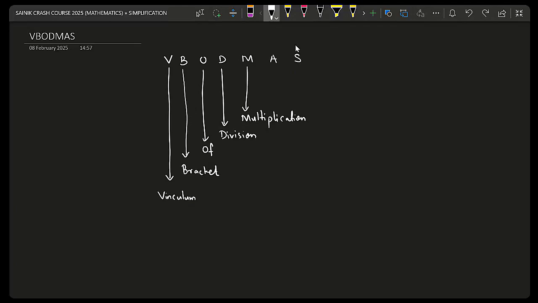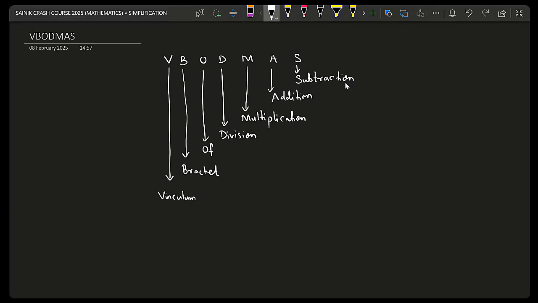It does not mean that you first do the plus symbol and then the minus. First addition, that means add all the positive terms, add all the negative terms. Between them you find the subtraction, that is the difference. So A for addition and S for subtraction. All of you can copy this. So this is the order we are going to solve: vinculum, bracket, of, division, multiplication, addition and subtraction.